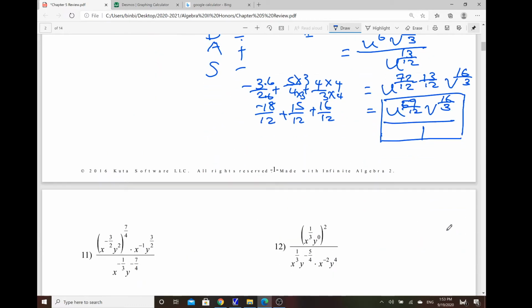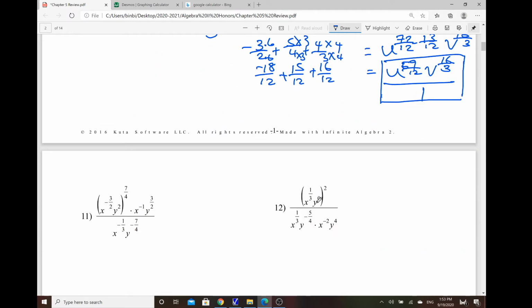And now, what about number 12? Quite similar. Anytime you see y to the power of 0, x to the power of 0, z to the power of 0, it's always 1, so we can just cancel that out. And now we do have x to the power of 2/3, because we want to distribute the power: 1/3 times 2, 2/3. Now the denominator: combine the exponents with the same base. So x to the power of 1/3 plus negative 2, and then y to the power of negative 5/4 plus 4.